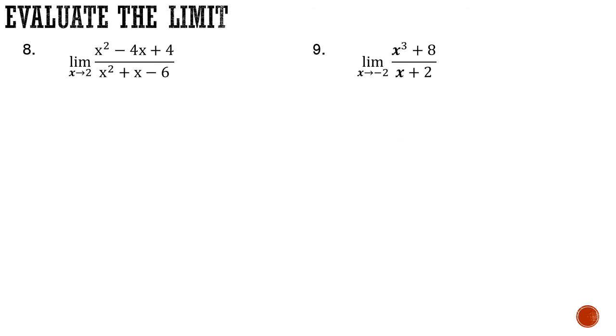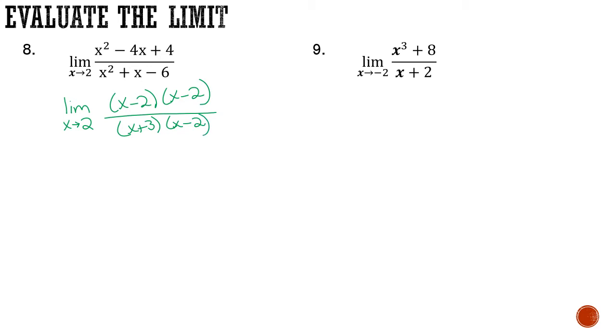Number 8, we want to evaluate the limit of x squared minus 4x plus 4 over x squared plus x minus 6 as x is approaching 2. Remember, we're going to keep writing limit as x approaches 2 until we are ready to directly substitute. Factor your numerator and factor your denominator. You get x plus 3 times x minus 2.